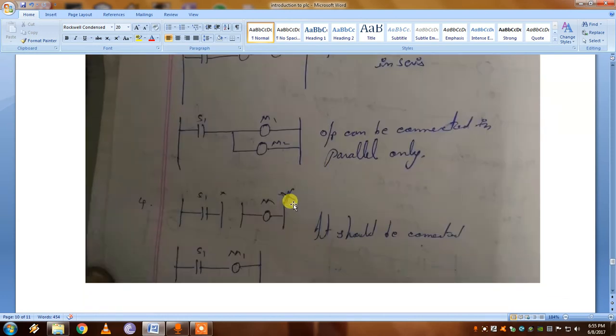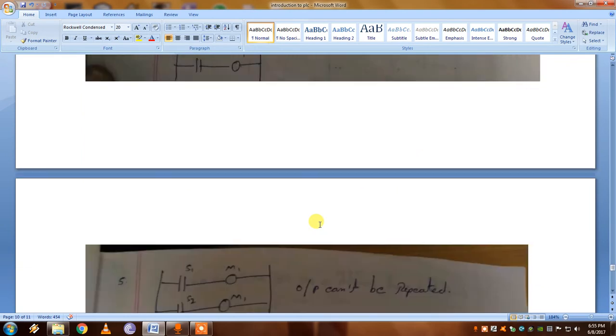Then there should be no gap in the rungs. If there is a gap, the connection will be cut, and when the input is on, the output will not be on, and it shows errors in the PC, in the software. It should always be connected.